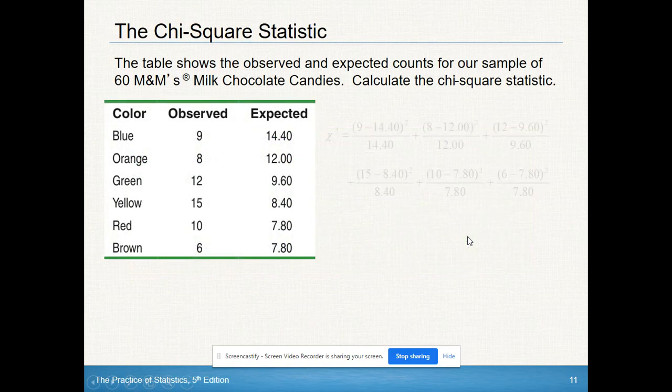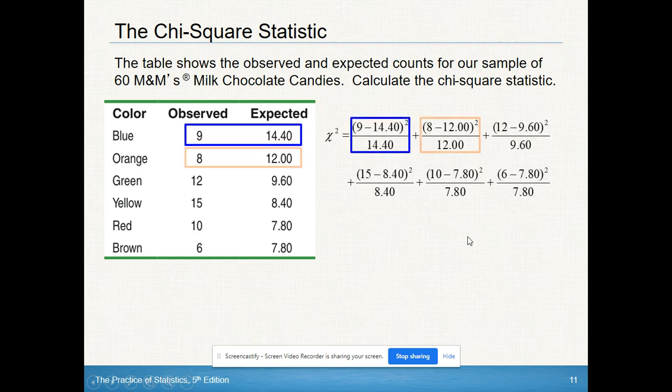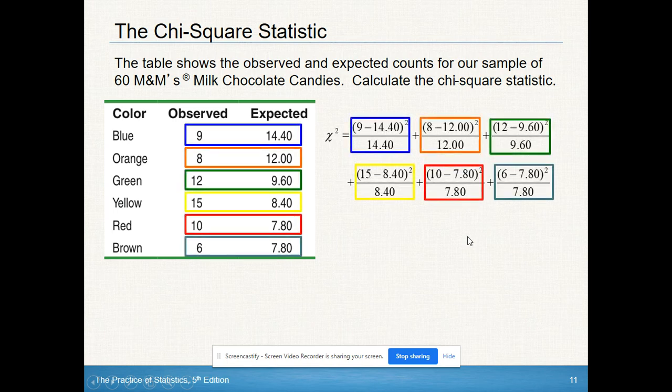All right, so let's have a look here. We've got our observed, we've got our expected, and as you can see, we're figuring out a different value for each one. So for the blue, we observed 9, we expected 14.4, so we subtract them, square it, and then divide by what we would have expected it to be. And then we do that for all of the different colors. The sigma notation means that we add up all those values. So we have a chi-squared test statistic of 10.18.